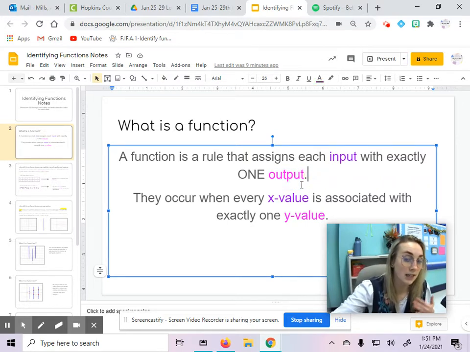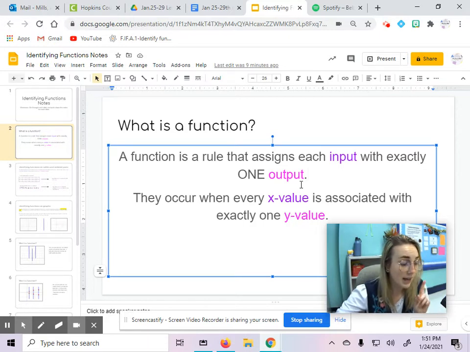You need to get used to those key vocab words so you can start making connections and knowing what they mean. I don't want you to get confused. Again, an input is the same as your x value, which is the same as your domain. Your output is the same as your y value, which is the same as your range. I'll be using that somewhat interchangeably throughout this unit. So again, a function is a rule that assigns one input, one x value, with exactly one output, which is your y value.